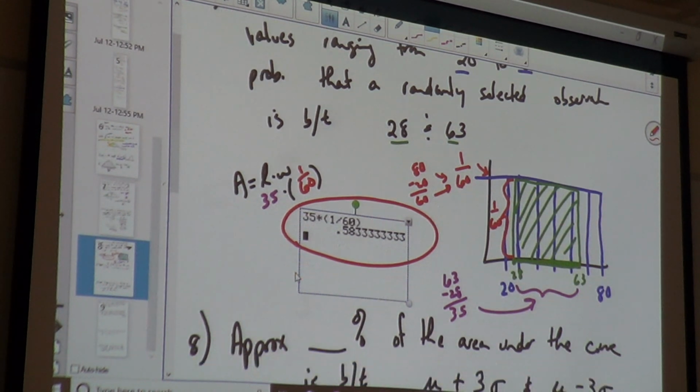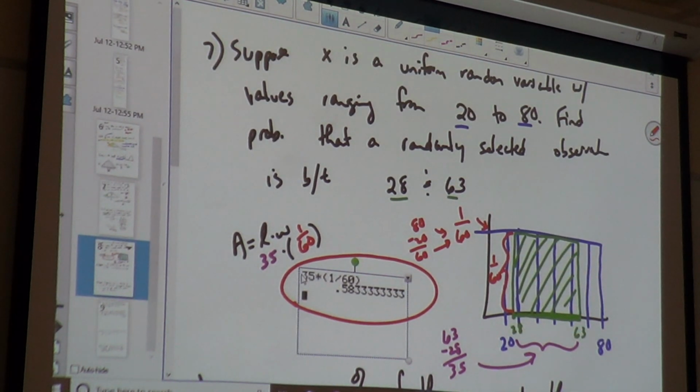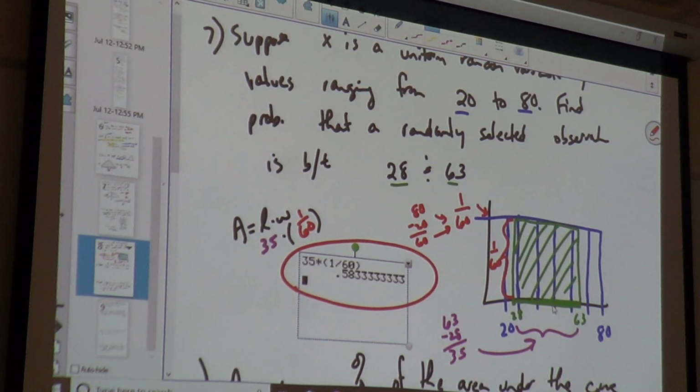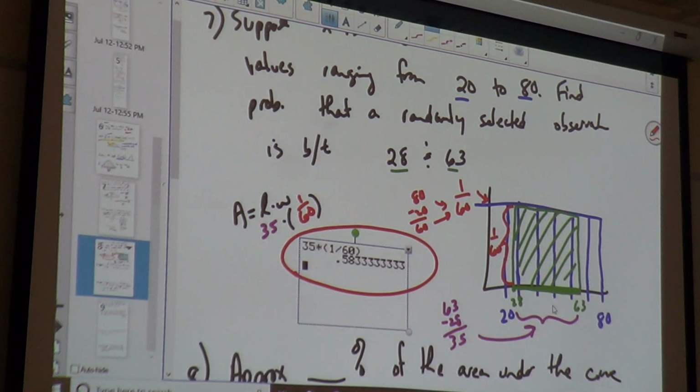Values ranging between 80 and 20, is that inclusive? Yes. So there's 61 values between 80 and 20 if you're including both, but it may not be inclusive. And the same thing goes for 63 and 28. If it's inclusive, it would be 36 instead of 35. Correct. Okay.